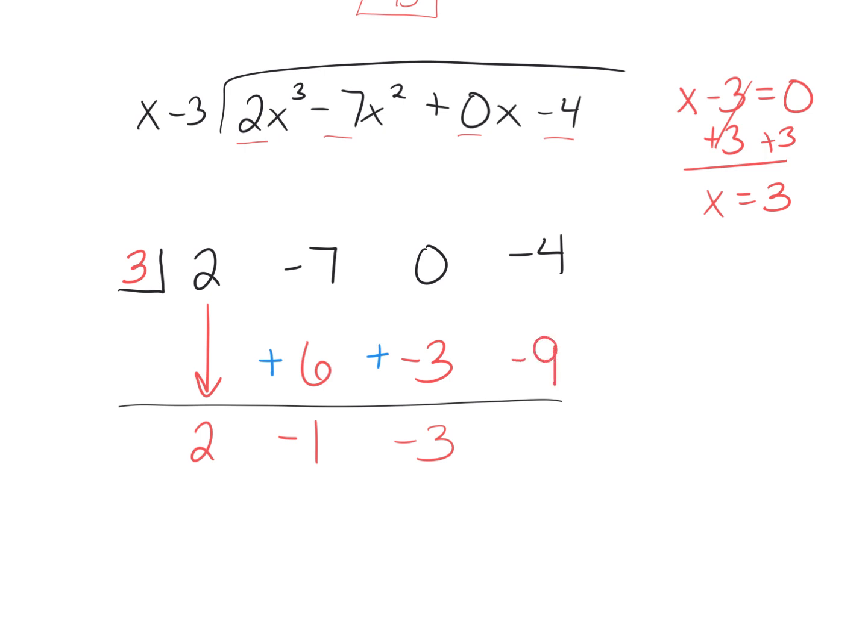What do I do with -4 and -9? Add them. What's -4 plus a -9? -13. I want you to box that number. Why do you think I'm having you box that number? That's the remainder. Okay? Now, can I just leave this as my answer?